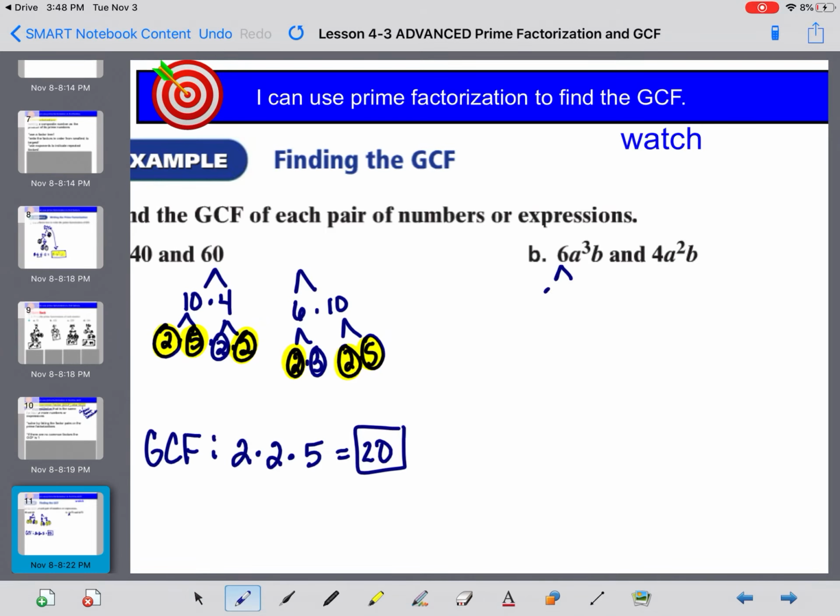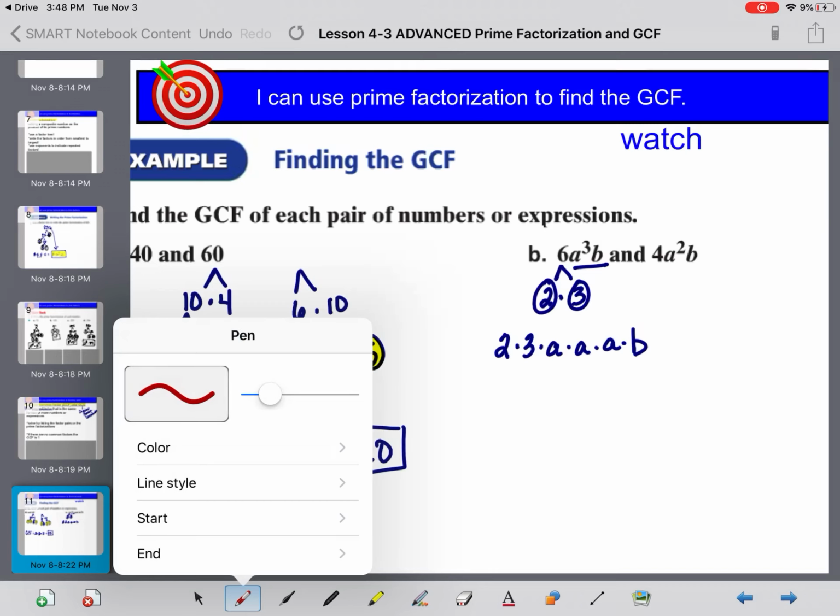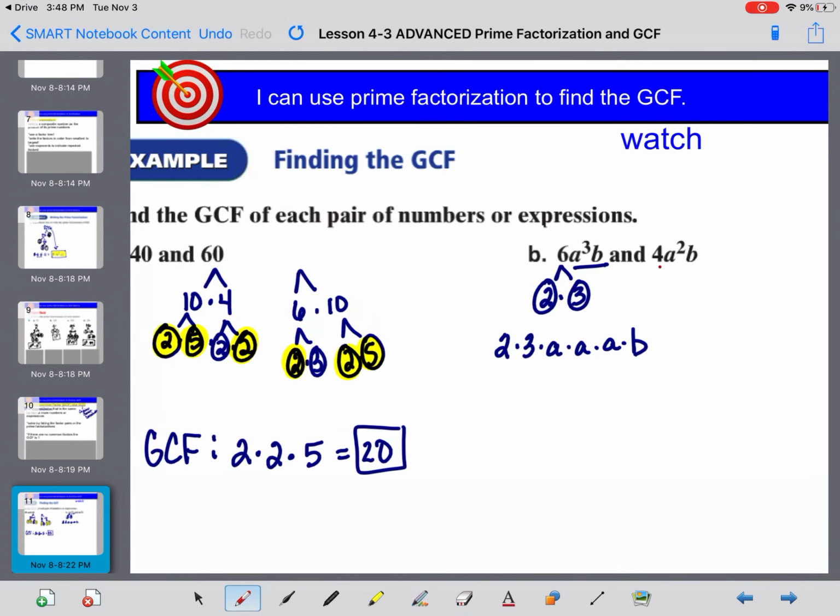First thing you're going to do is do the factor tree for just the numbers. 6 is 2 times 3. Well, those are both prime. So if I write all of my prime factors, it's 2 times 3, and then let's write this out in expanded form. A times A times A times B. Now, to keep things easier, I'm going to write the other one in red. 2 times 2 is the same as 4. So 2 times 2, and then let's write the variables in expanded form, A times B.